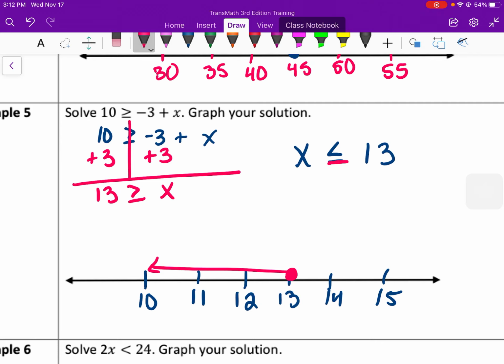So if you're questioning your answer, you can always plug it back into the original and make sure that it is a true statement. Pick something in your solution set, any number that you have graphed, plug it back into the original and see if it gives you a true statement. That can tell you that you have it graphed correctly.